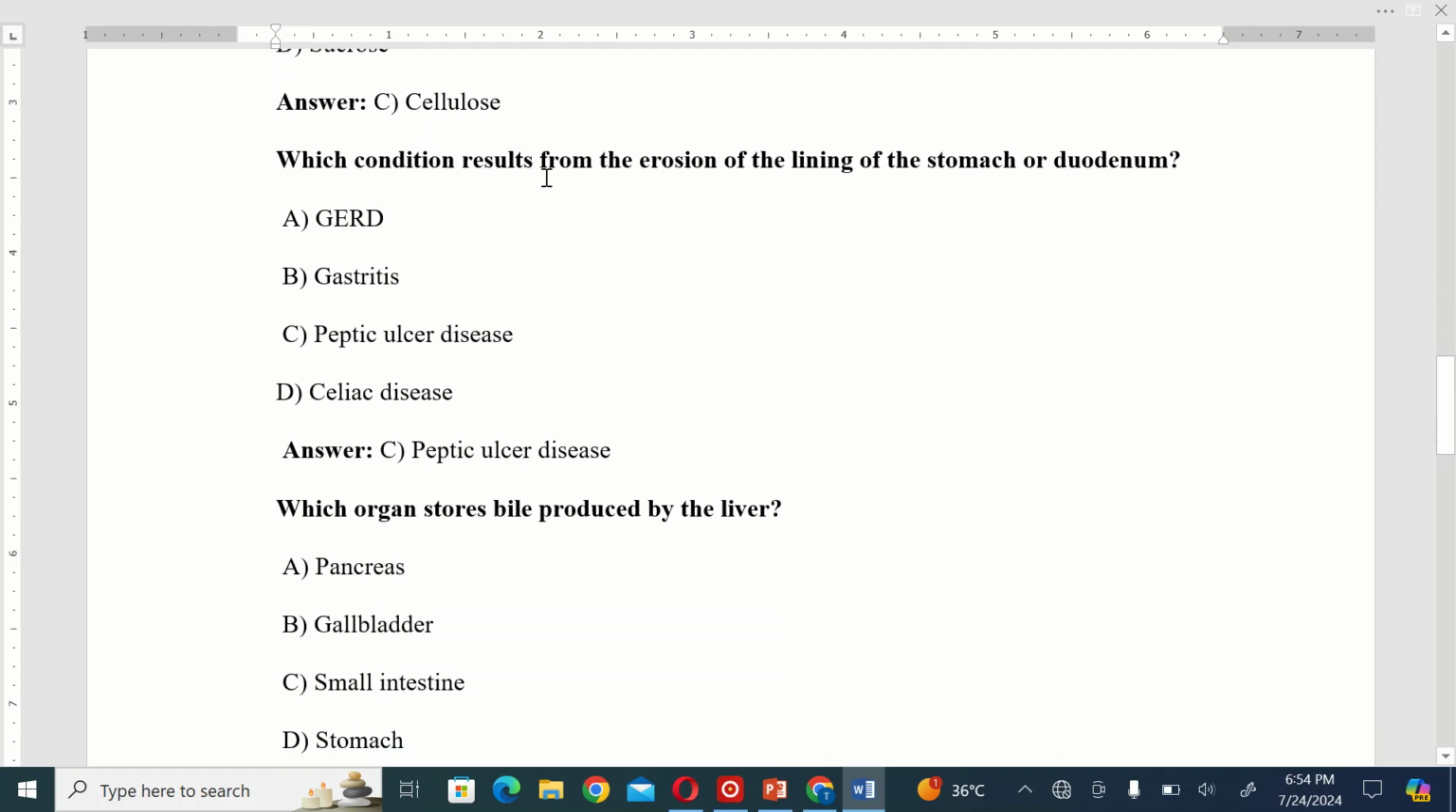Which condition results from the erosion of the lining of the stomach or duodenum? A. GERD. B. Gastritis. C. Peptic ulcer disease. And D. Celiac disease. So the correct option is C. Peptic ulcer disease.